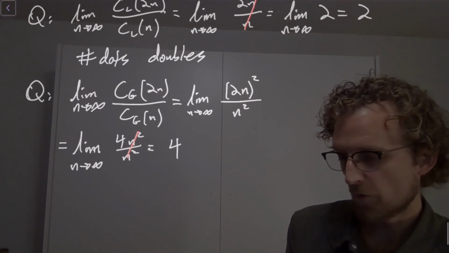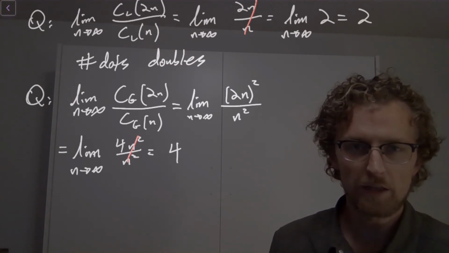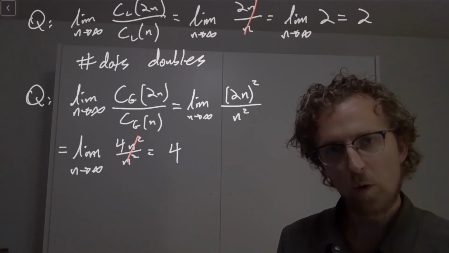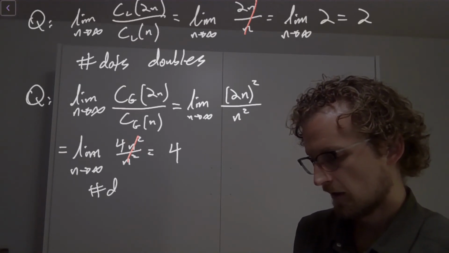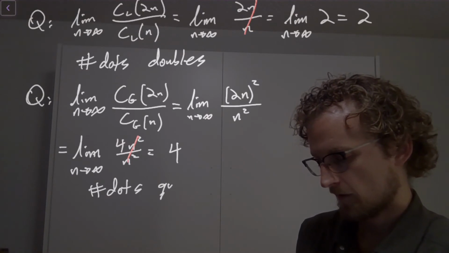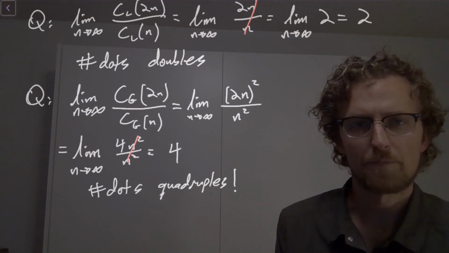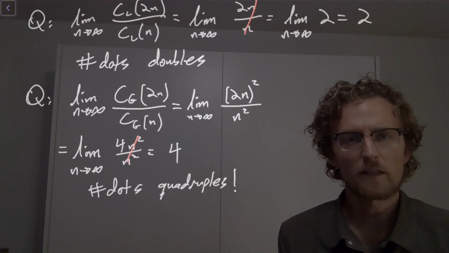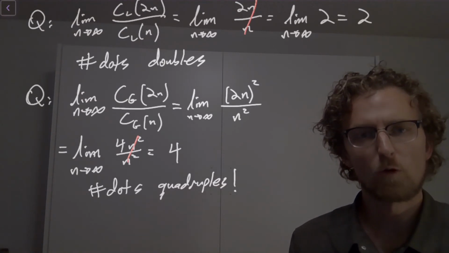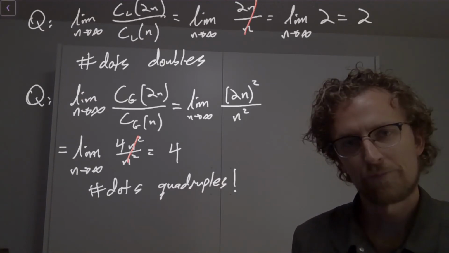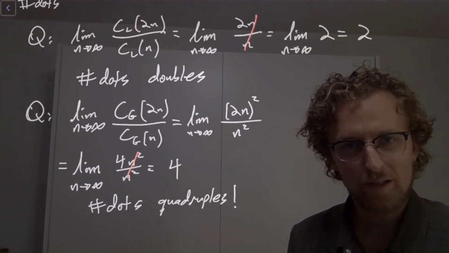So what's the answer for the grid? Well, if I double the dimension of the grid, so double the length of a side, essentially, I quadruple the number of dots, right? So the number of dots quadruples. Okay. So this means that the grid has a different, we'll call this order of growth. The grid has a different order of growth than the line. Okay. So everything here should be relatively elementary, right?